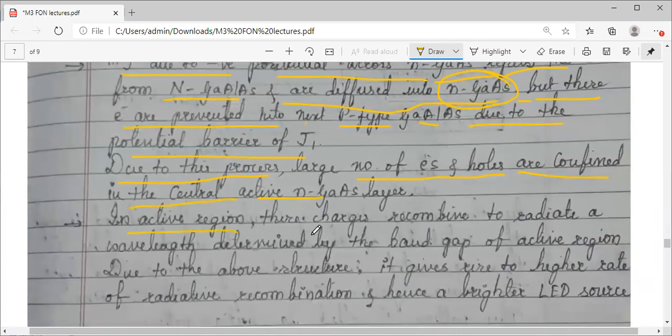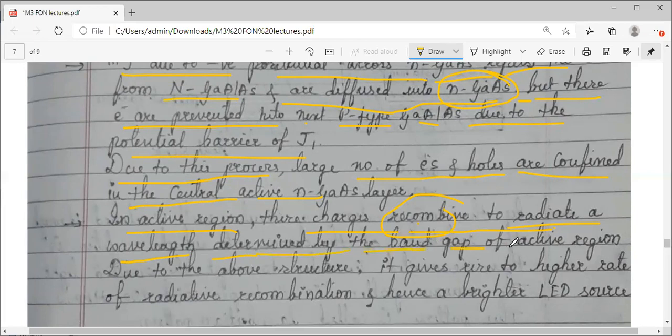What will happen in this active region? These charges recombine. Obviously they are opposite charges, so the recombination process takes place. In the process of recombination, they lose energy, and that radiation will be at a specific wavelength, because that is 4,000 to 8,000 angstrom. Within that range it will happen. Because of this, light will be visible. Because of this recombination process, you get light.